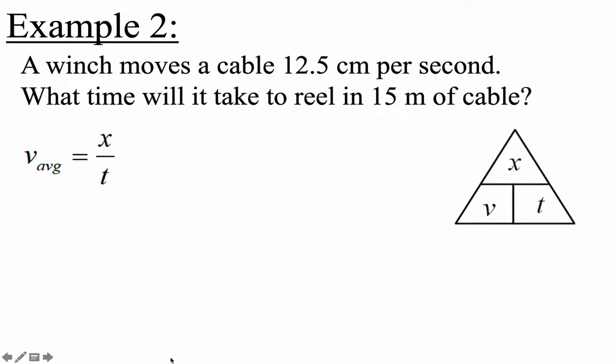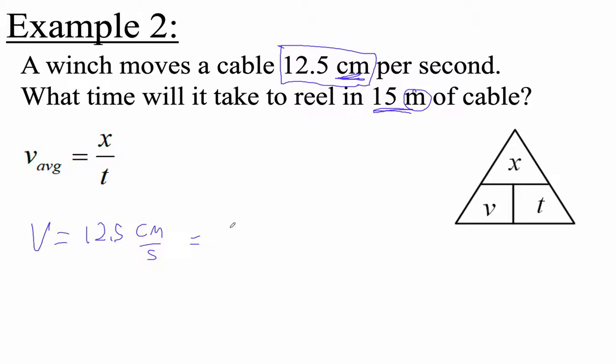All right, here it is. A winch moves a cable 12.5 centimeters per second. What time will it take to reel in 15 meters of cable? Notice that this is centimeters per second, and this is meters. So our units don't match, right? So the first thing we're going to do is we're going to figure out that the velocity is 12.5 centimeters every second, which is the same as 0.125 meters per second.